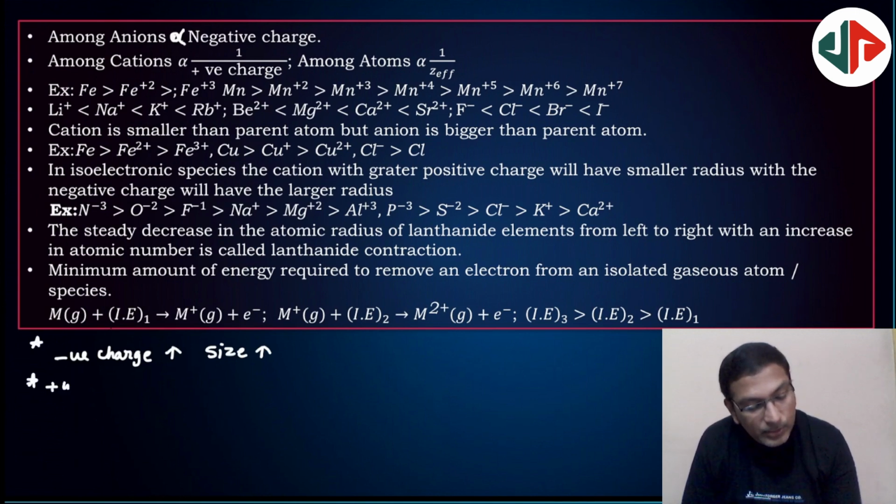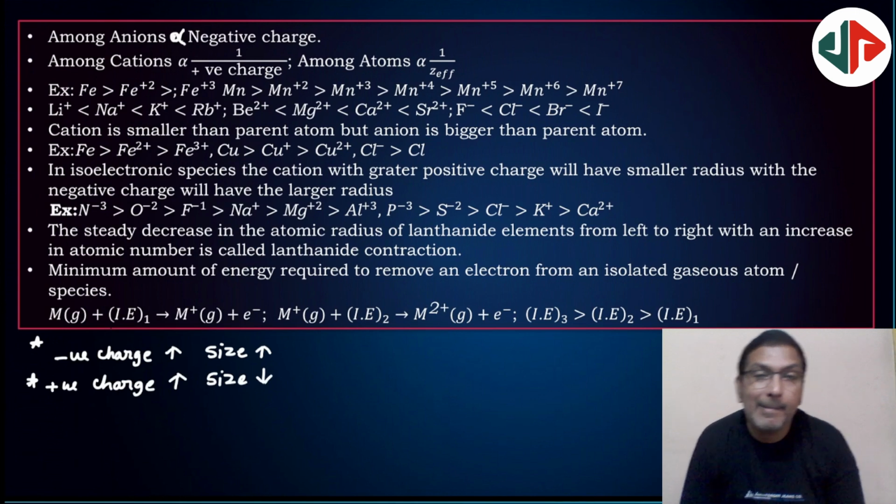As the positive charge increases, size decreases. So these points are based on these two points only. For anions, you have to compare negative charge. The more the negative charge, the more the size. In the next point, for cations, positive charge.